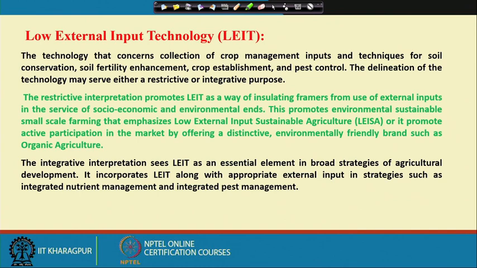The restrictive interpretation promotes LEIT as a way of insulating farmers from use of external inputs in the service of socio-economic and environmental ends. This promotes environmentally sustainable small scale farming that emphasizes low external input sustainable agriculture, or it promotes active participation in the market by offering a distinctive environmentally friendly brand such as organic agriculture. So, as we discussed, this is low external input technology small scale farming, completely insulating farmers from use of external inputs. So, only on-farm inputs and organic inputs are used, that is low external input sustainable agriculture.